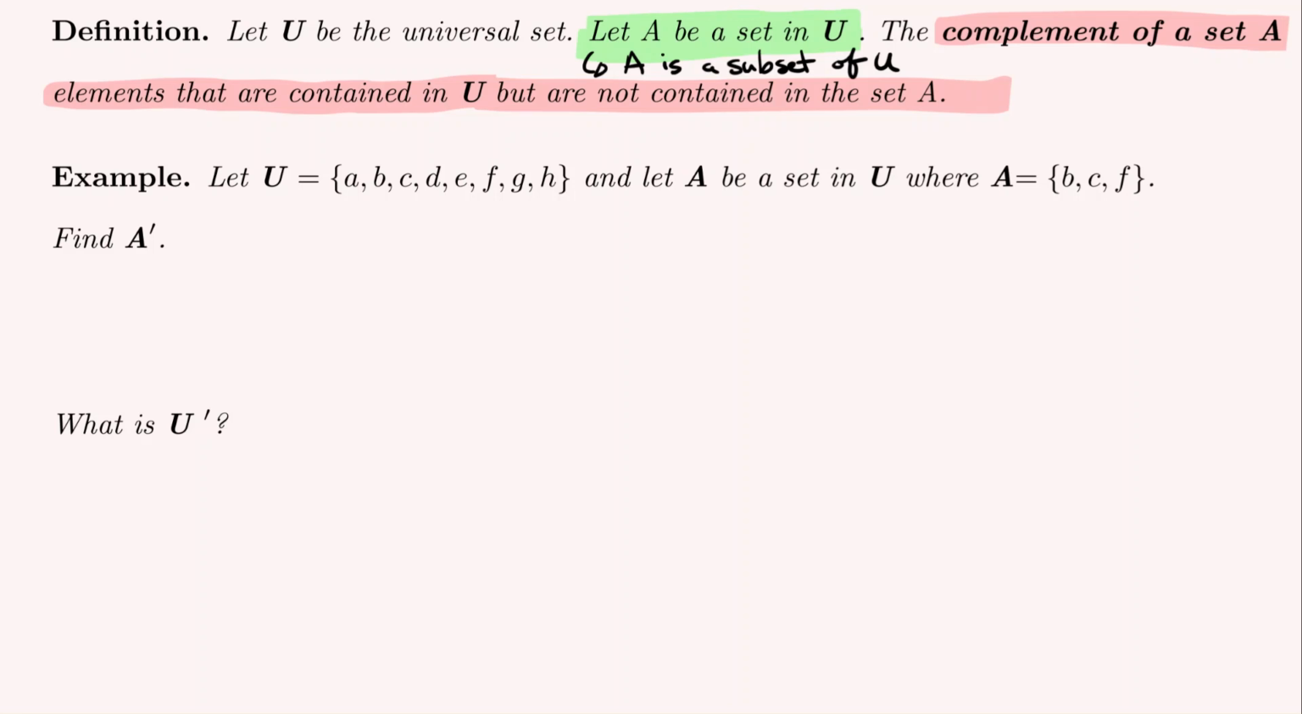Let U, our new universal set, be comprised of the elements A, B, C, D, E, F, G, and H. And let A be a subset of U, where the elements of A are B, C, and F. Notice every element of A is an element of U, so we definitely have our subset. And we're asked to find A dash. Now A dash is the notation for the complement of A.